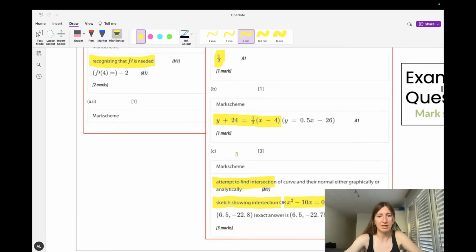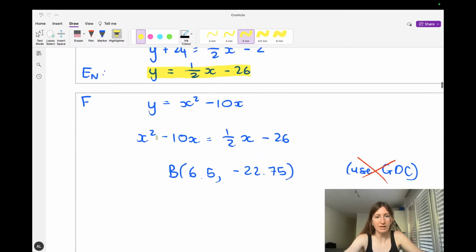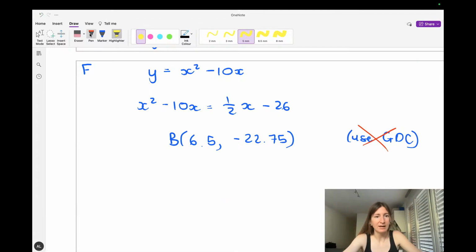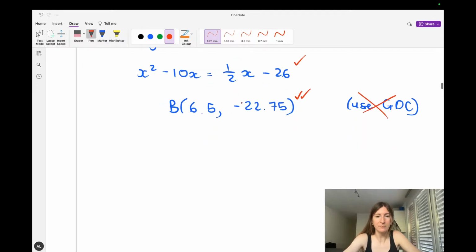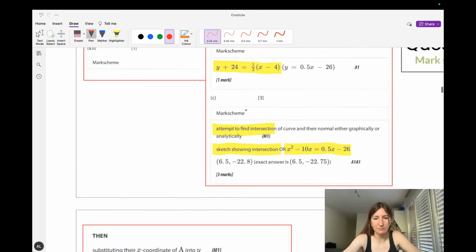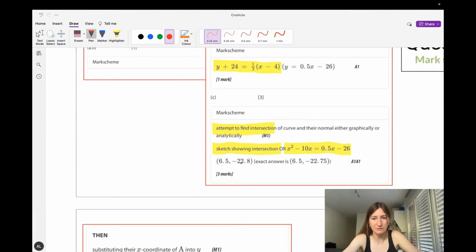So just that step like I did here of writing the one equation equal to the other. Even though I didn't solve it algebraically, I still wrote it down to show that I know that intersection means when they're equal to each other. And then the rest I did on my calculator. And this was just 2 marks for that. 1 mark for showing some kind of recognition that it's when they're equal, and then the coordinate. So 2 lovely marks for that coordinate.